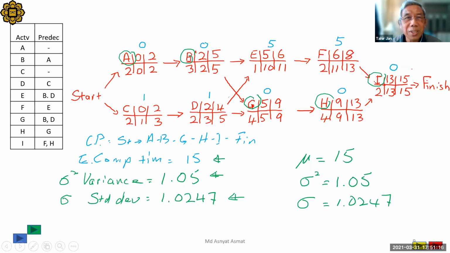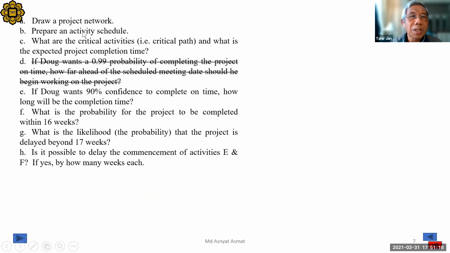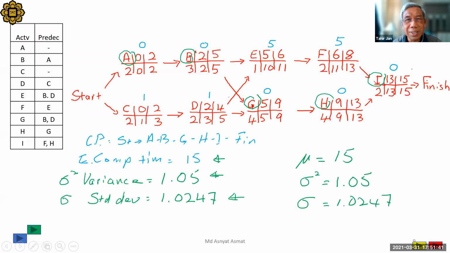Let's look back at the questions. What are the critical activities? What is the expected completion time? Already done. Now, if the company wants 90% confidence to complete on time, how long will the completion time be? You want to complete 90%. Okay, I will go back to the screen again.